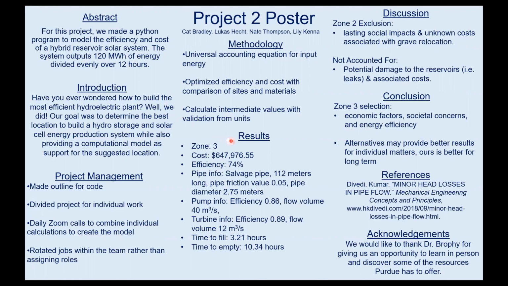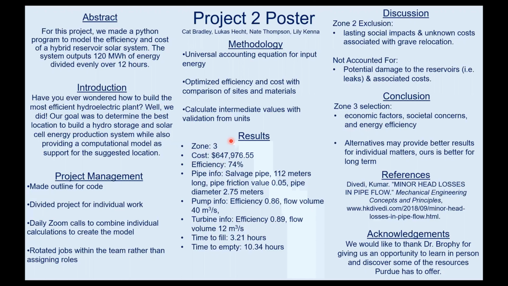And so using this method, the result we generated for the optimal configuration is to use Zone 3, with an overall cost of $647,976.55 and an efficiency of 74%.